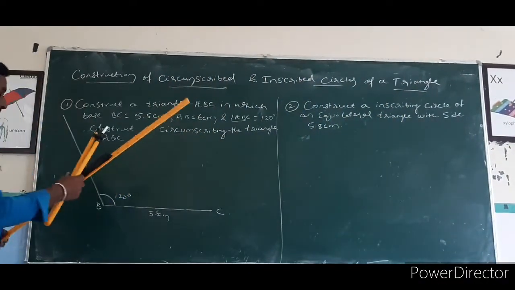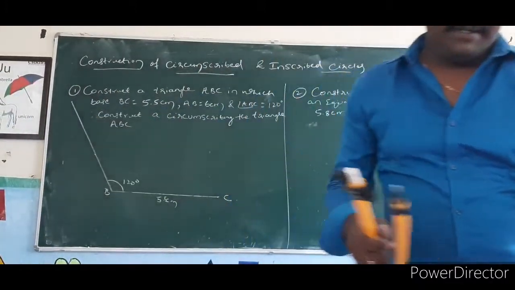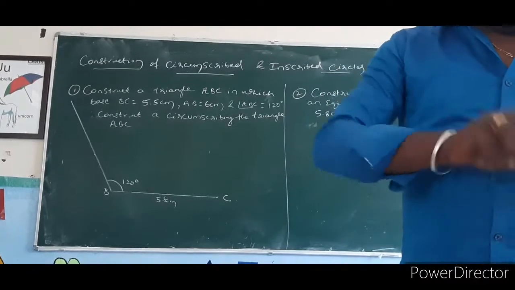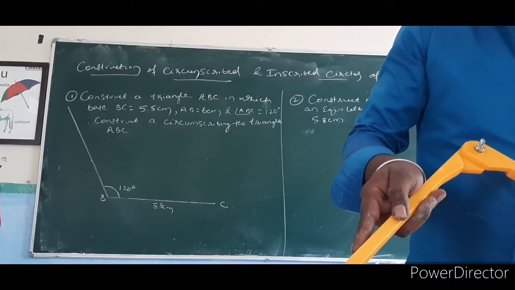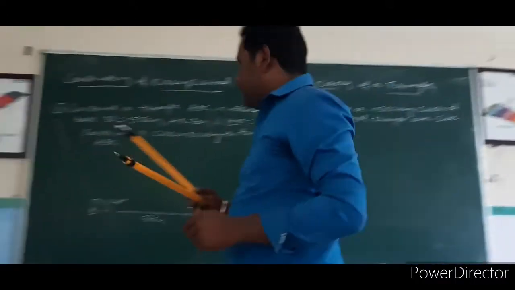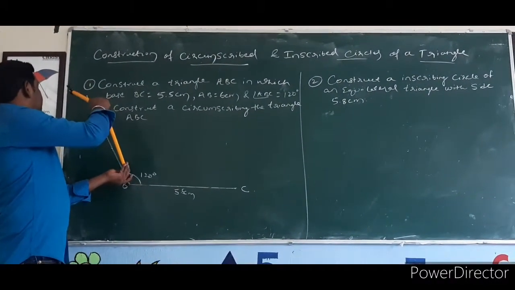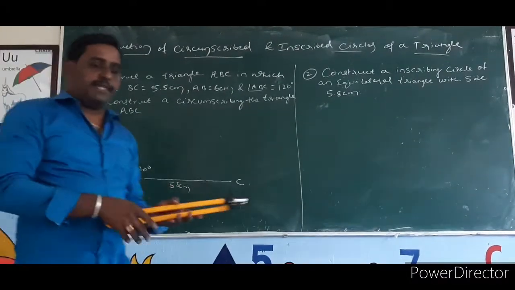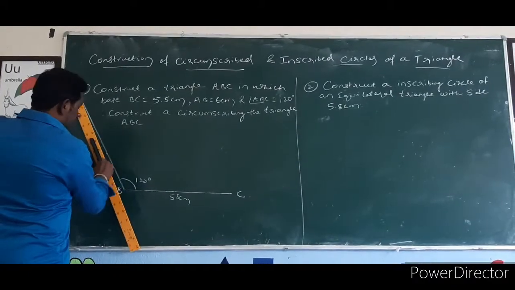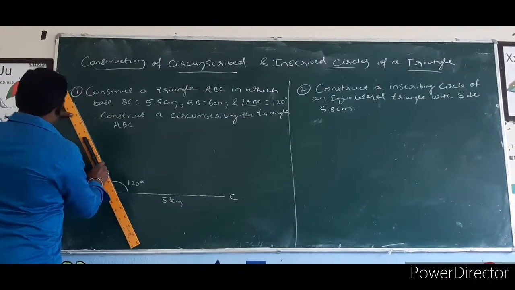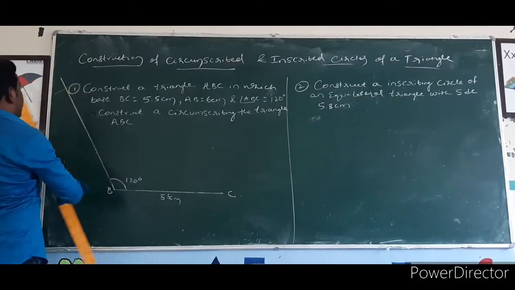Next, they have given the AB length. AB length is how much? 6 centimeters. Take compass and scale. Measure 6 centimeters. You can cut from point B. If it is not cut, you can extend the line of this angle. No problem. So this is now AB.